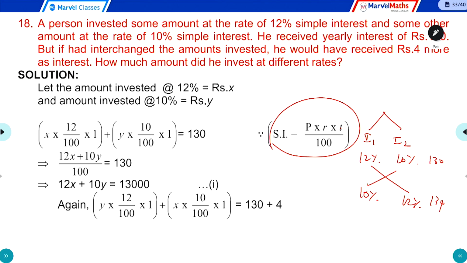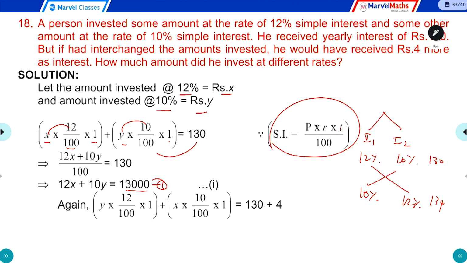Now first, let the amount invested at 12% be rupees x, and the amount invested at 10% be y. So what is the total interest received from the 12 category? x into 12 by 100 into 1, this is for 1 year, plus y into 10 by 100 into 1 equals 130. So 12x plus 10y equals 13,000. This is one linear equation.